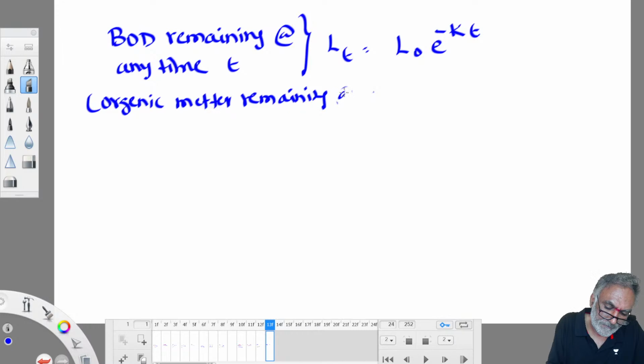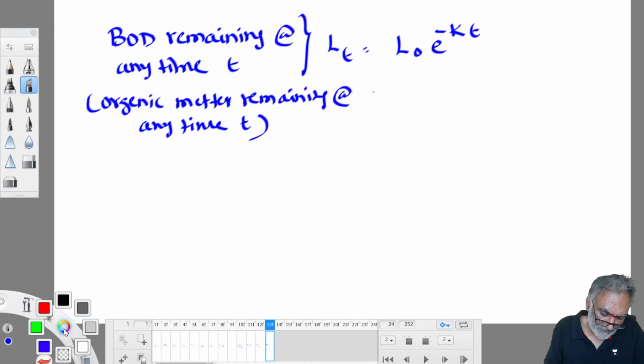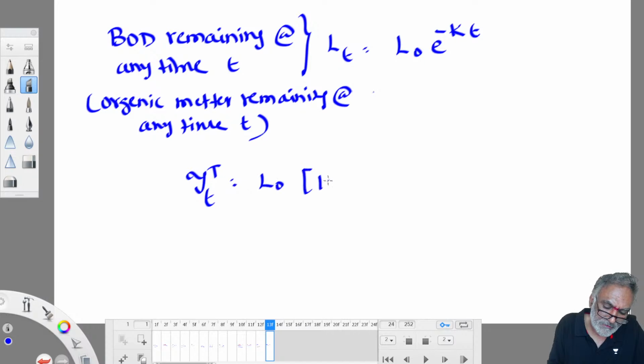Both of them are same. So the value also depends on K, which depends on the same K. So two expressions we have. One is Yt at any temperature is L0 into e power minus Kt into T. Second one is Lt is equal to L0 into e power minus Kt into T.